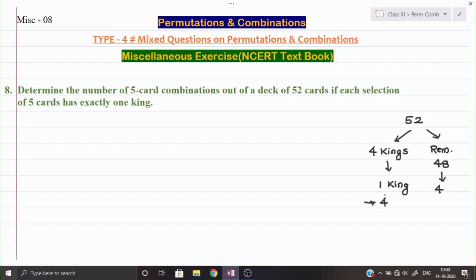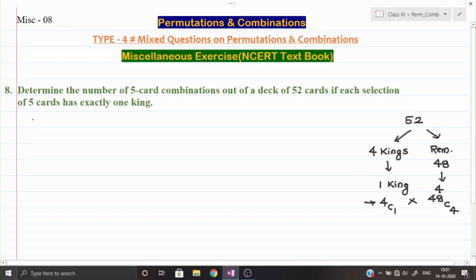So if we change the order, then it would make a difference. Here, out of 4 kings I am selecting 1, and out of the 48 remaining cards, how many am I selecting? Remaining 4 cards, because in total I have to select 5. So 4C1 is one part of my process and 48C4 is the other part of the process. At last we multiply both to get the total number of ways. That is what I am going to mention in the solution.